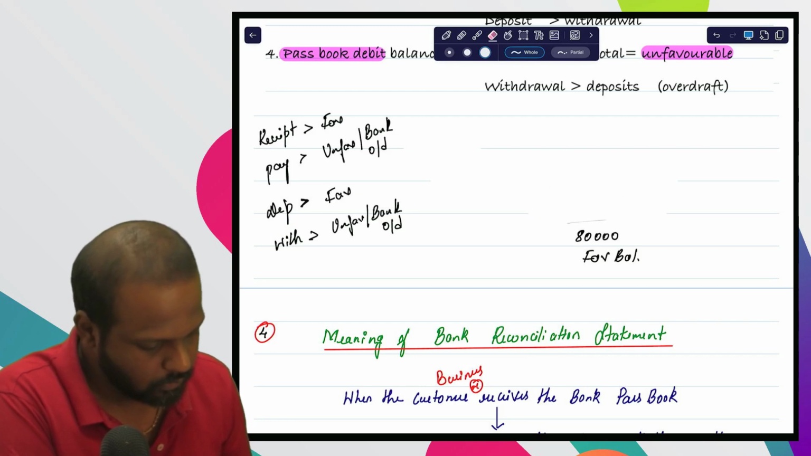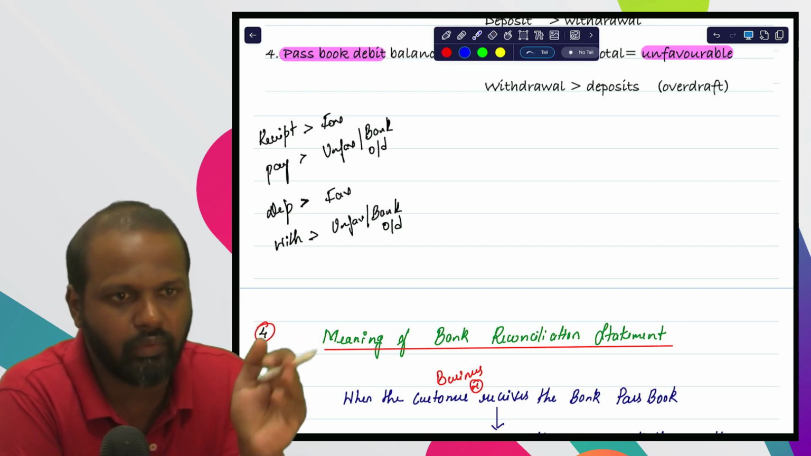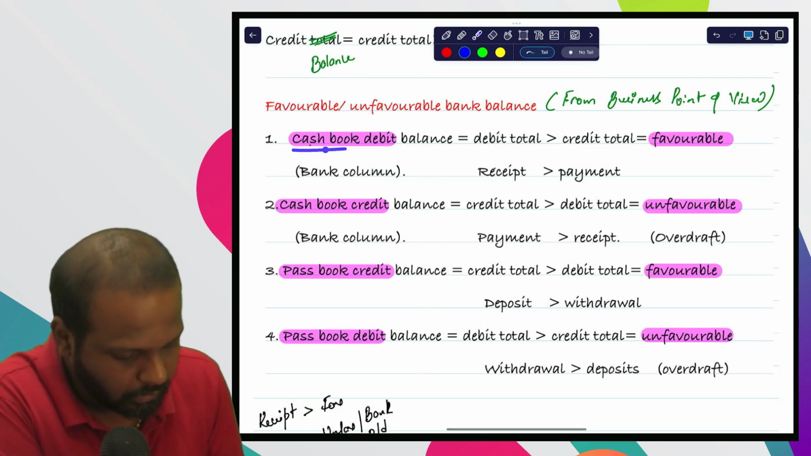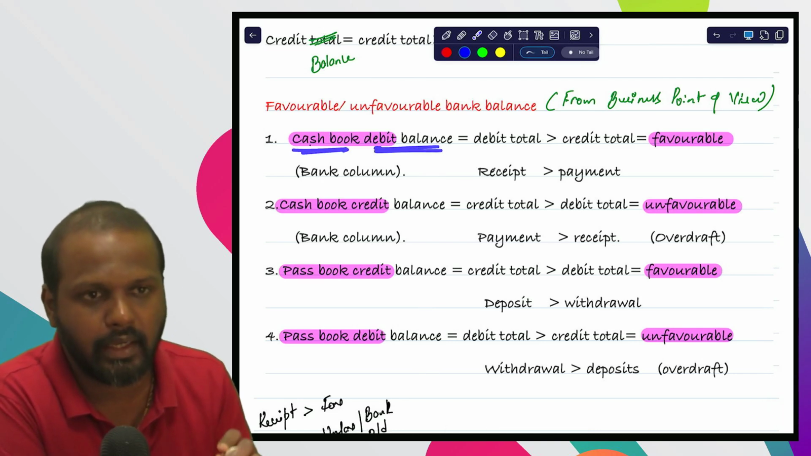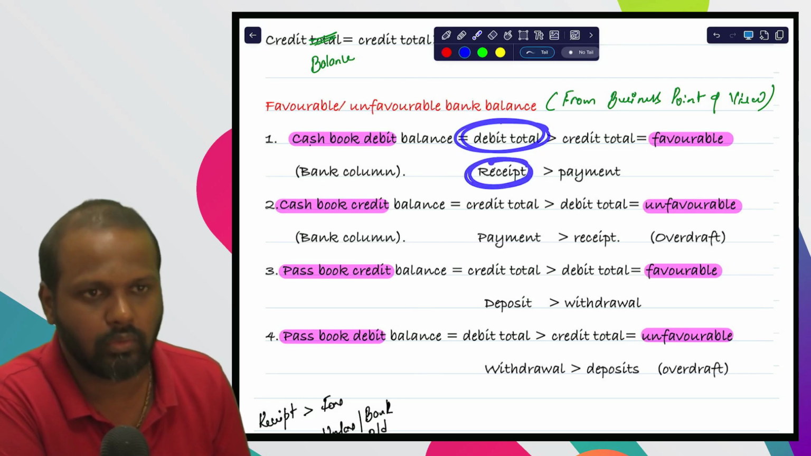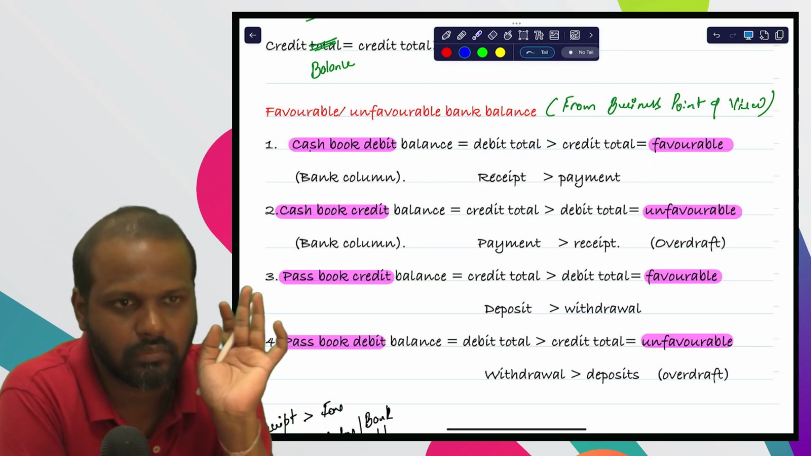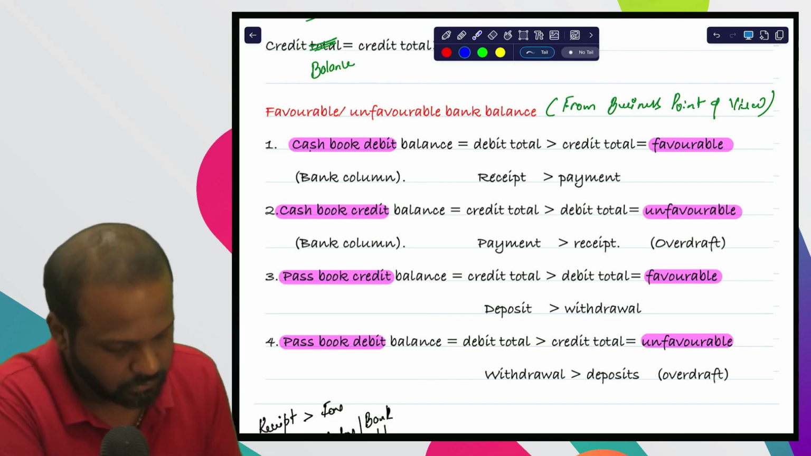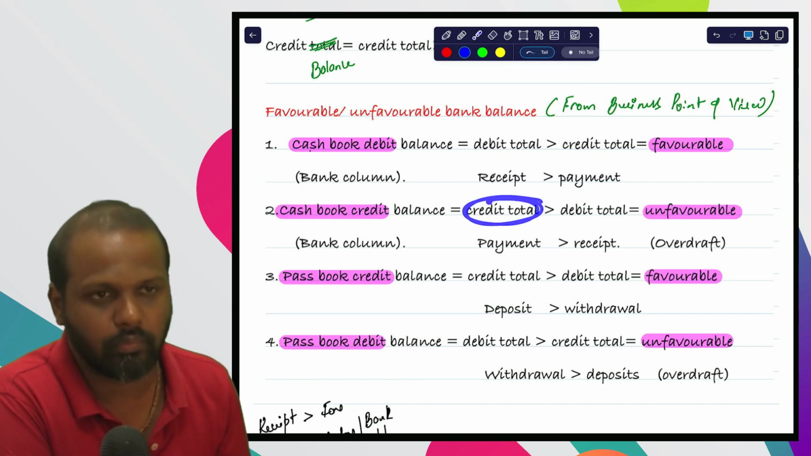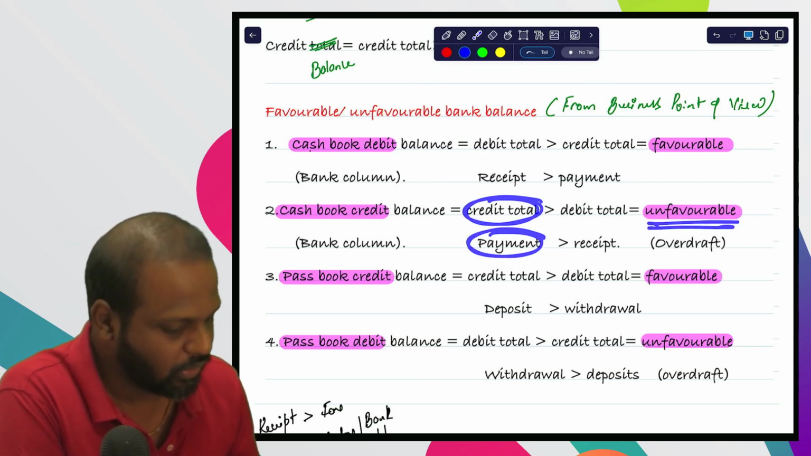So now you can understand easily when we can call it a favorable balance and when we can call it an unfavorable balance. So, cash book debit balance. Debit balance means debit side is more. Debit side is more means what? Receipts are more. If receipts are more, it is favorable balance. Next, cash book credit balance. Credit balance means credit side is more. In the cash book credit side, we write payments. If payment is more, it's an unfavorable balance, overdraft balance.